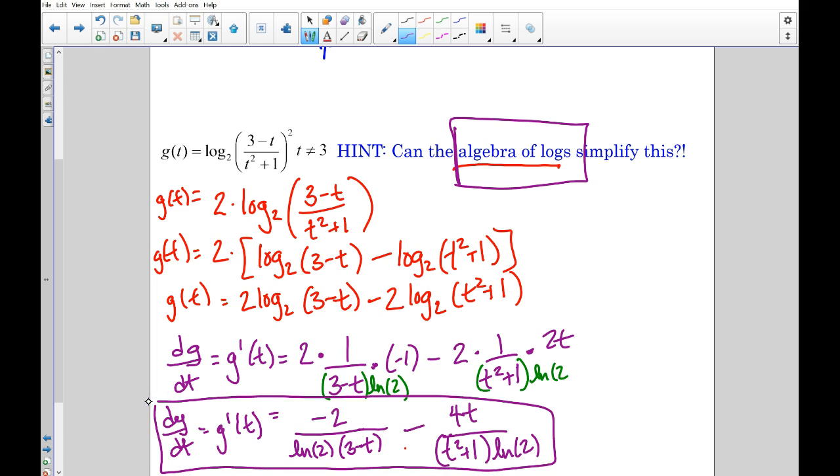Just to review, what I did first before I differentiated was I tried to simplify this down some using the algebra of logs, or those log properties, log laws, whatever you call them. Bring the power down in front. Then I broke the quotient up as a difference of logs and distributed the coefficient. Then I found the derivative, remembering at the end that I needed to have a natural log of 2 in there, and then I just simplified it.